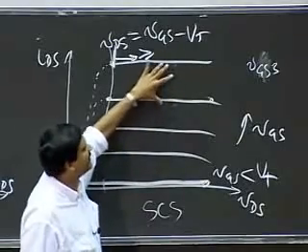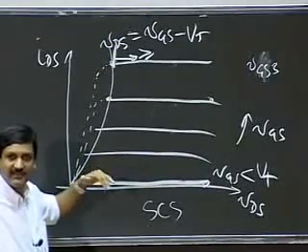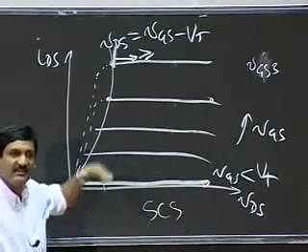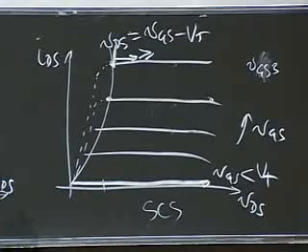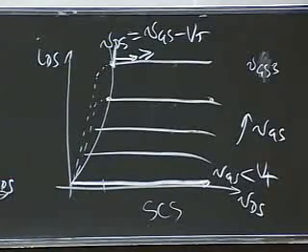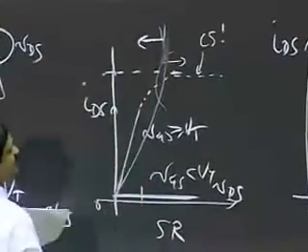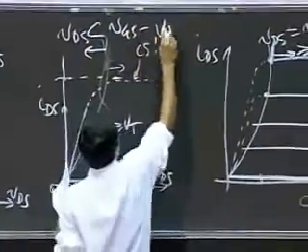I purposely drew these curves at greater distances from each other to imply that it's a nonlinear relationship, in that if I increase VGS by some amount, the increase in current is related to the square of VGS. It's VGS minus VT whole squared. So I get a family of curves that look like this. This is in the region of operation where VDS is greater than VGS minus VT, and this applies in this regime where VDS is less than VGS minus VT.